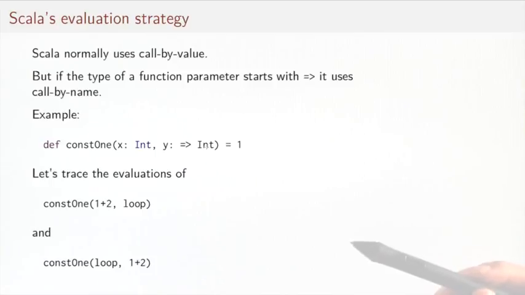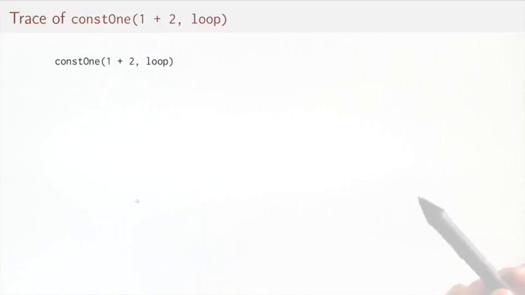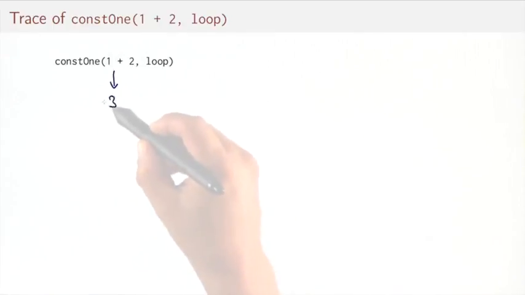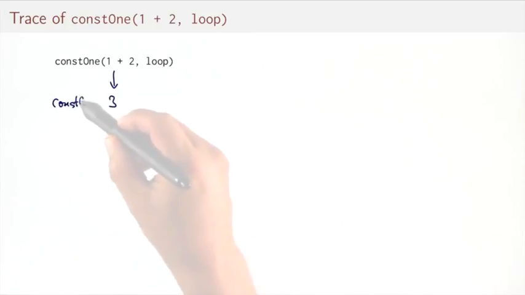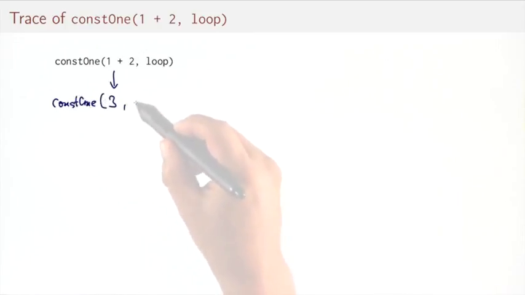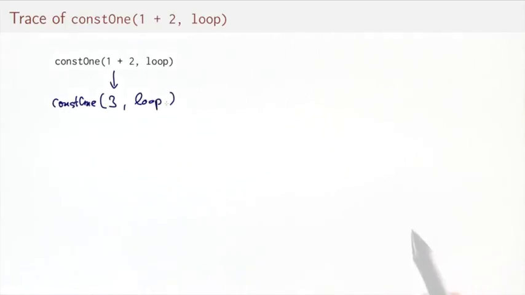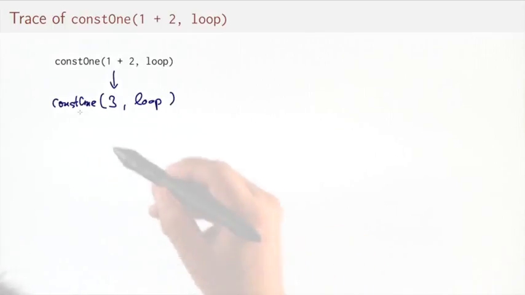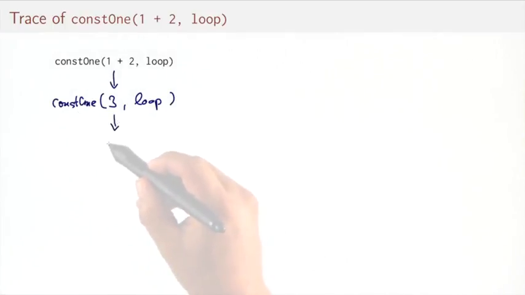So to demonstrate the difference between the two parameters, let's trace the evaluations of two expressions, const1(1 + 2, loop) and const1(loop, 1 + 2). So the first one, const1(1 + 2, loop): the first parameter is called by value, so we have to reduce that to 3, and the rest will be kept as it was before. The second parameter we do not need to reduce because it's a call by name parameter, so we are done with the argument lists. We can apply the function, and the function would just always reduce to 1, so it would in fact ignore both of its parameters.